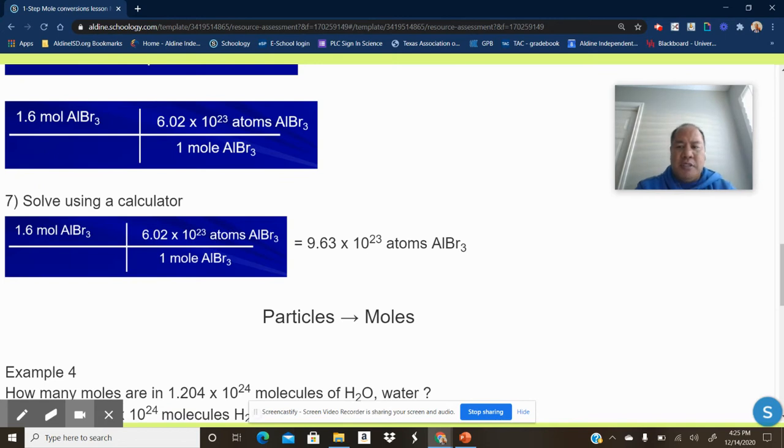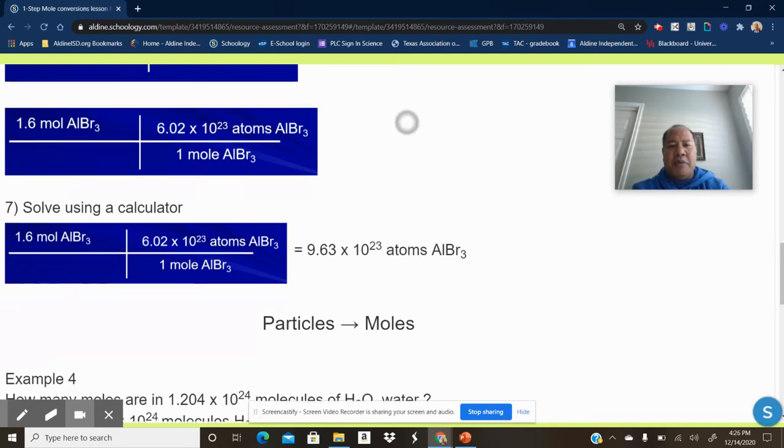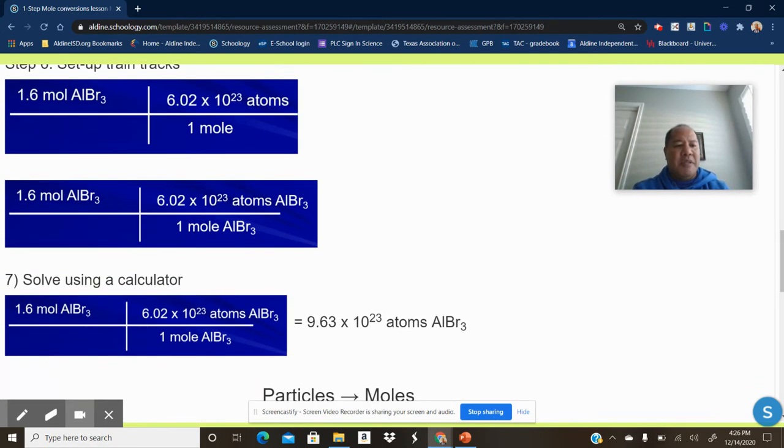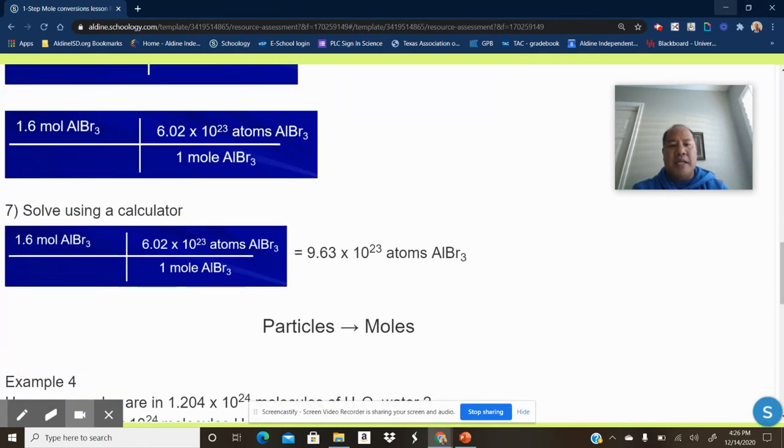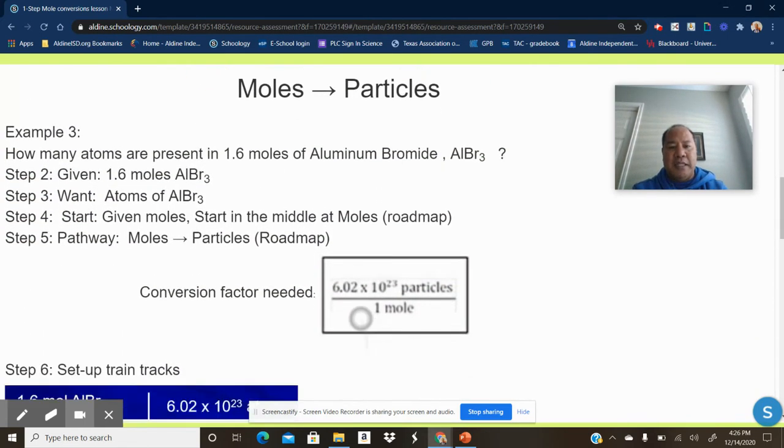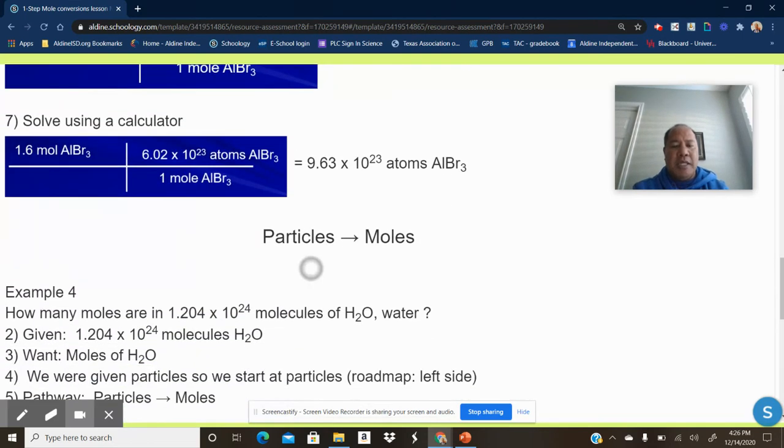So do you see the commonality between all the problems we've done? It's basically start with what you're given, put in your conversion factor, and just multiply the top and divide by the bottom. So the correct conversion factor is the skill here. All right. Okay, now we're going to go the other way. We're going to go from particles to moles.